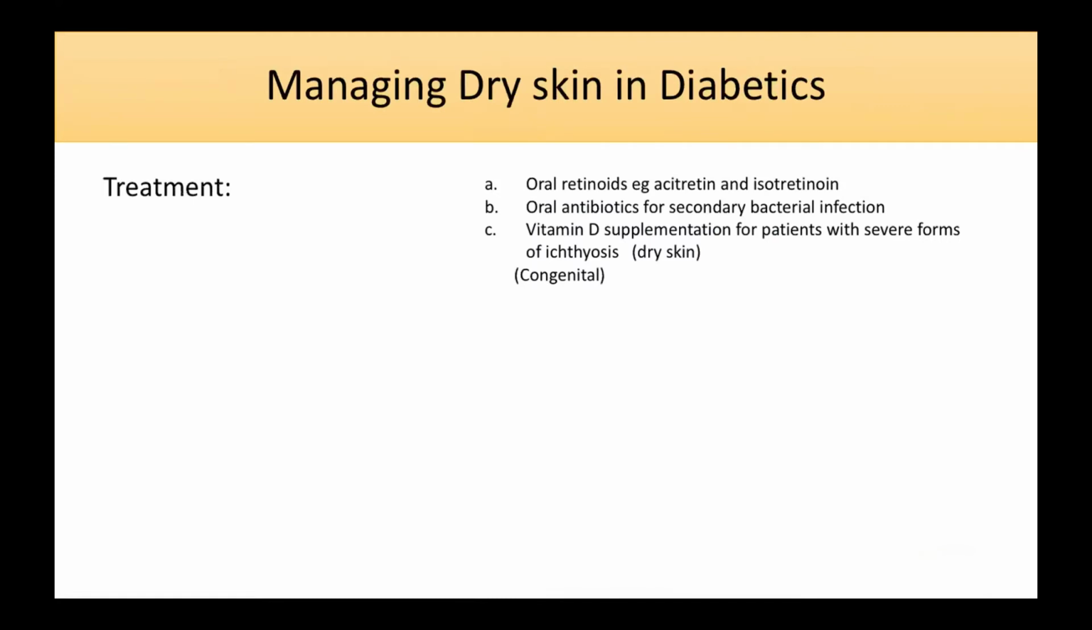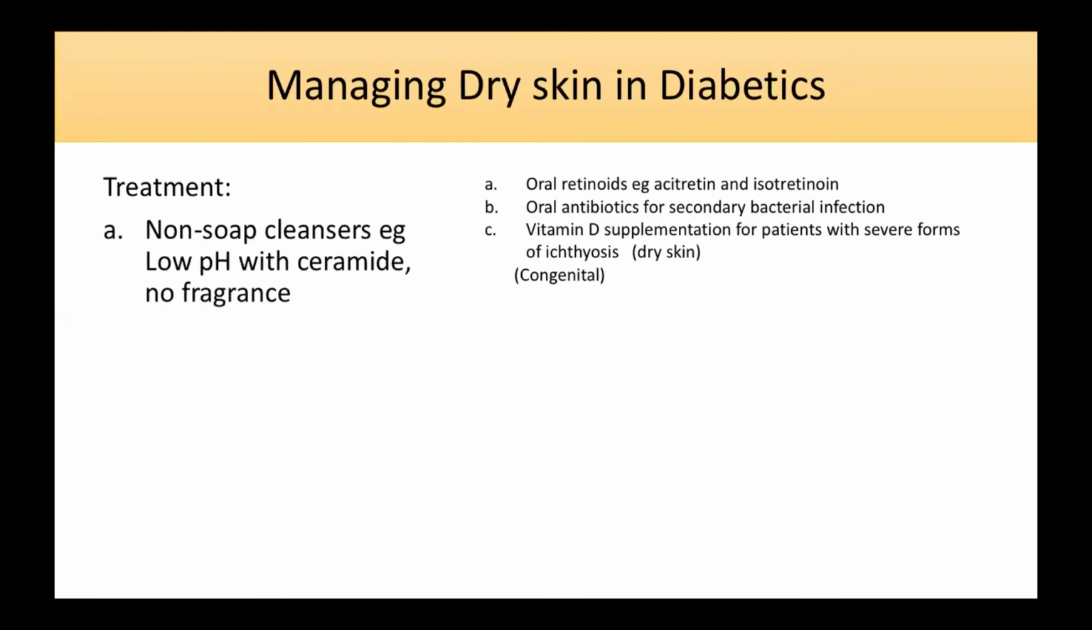All right, so then let's go back to our main topic, how to manage dry skin in diabetics, or I can add to the title, the elderly. So what is the treatment? Of course, you need to use soap. When you use soap, you want a low pH one with ceramide. Ceramide is actually our natural moisturizing factor. Choose a cleanser with no fragrance. How about preservatives? Preservatives are sometimes needed to prevent bacterial infection, but we choose those that are not easily allergenic.